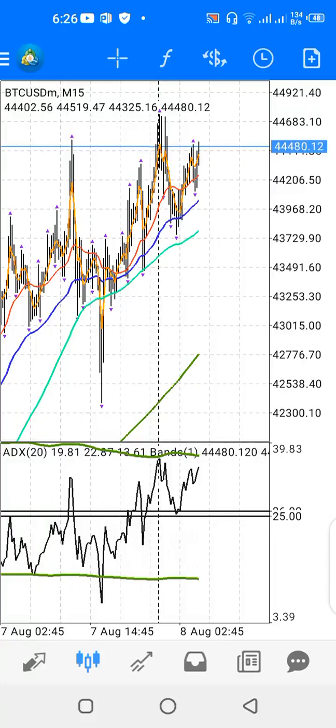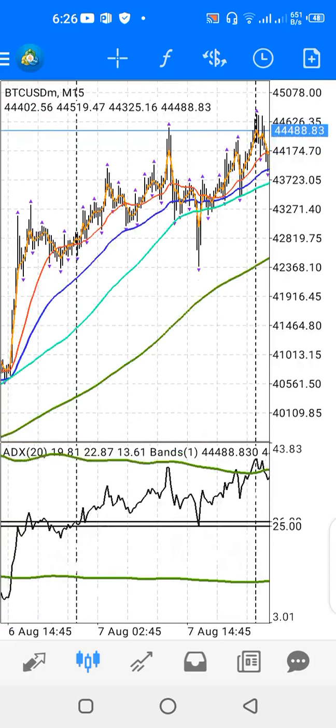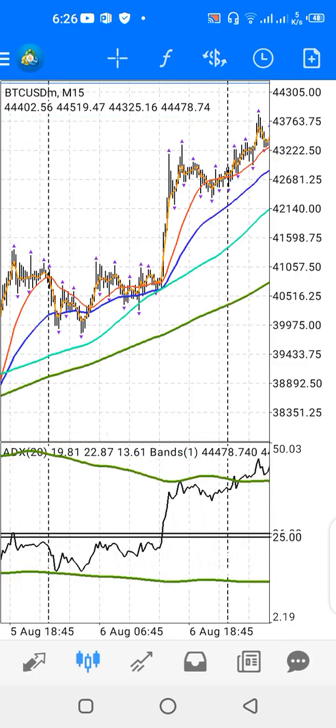Today we'll be looking at how you can trade BTC on the 15 minutes time frame. Okay, I have BTC on my screen, and before I can trade using the indicators on the screen, I'll have to switch time frames first to understand what's happening.